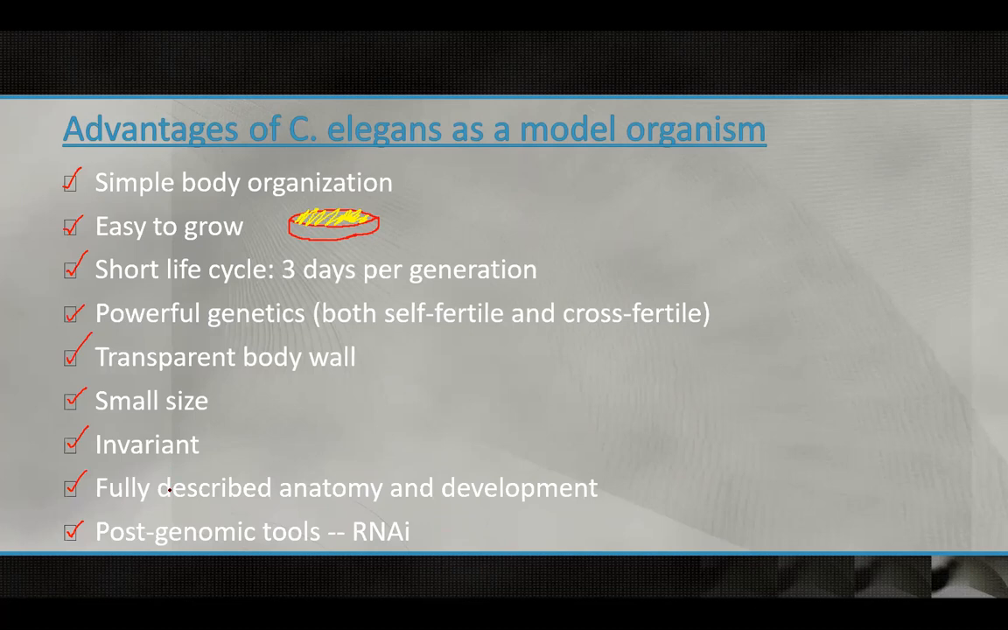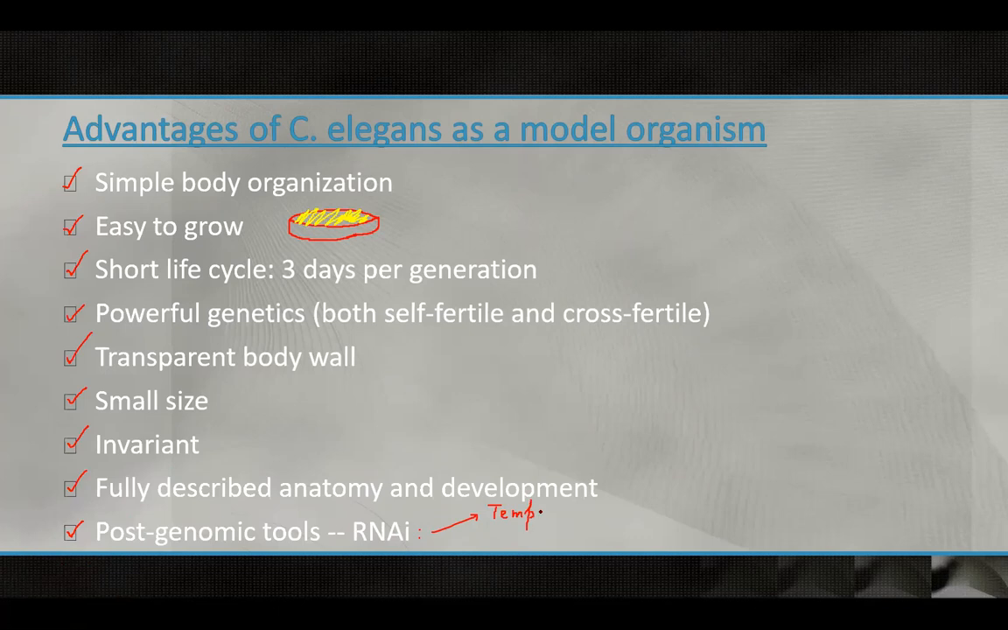So different types of features can be introduced or different types of effects of genes can be understood. So first, if RNA interference is being used, we can make two different types of knockouts. One is referred to as the temporal knockout.